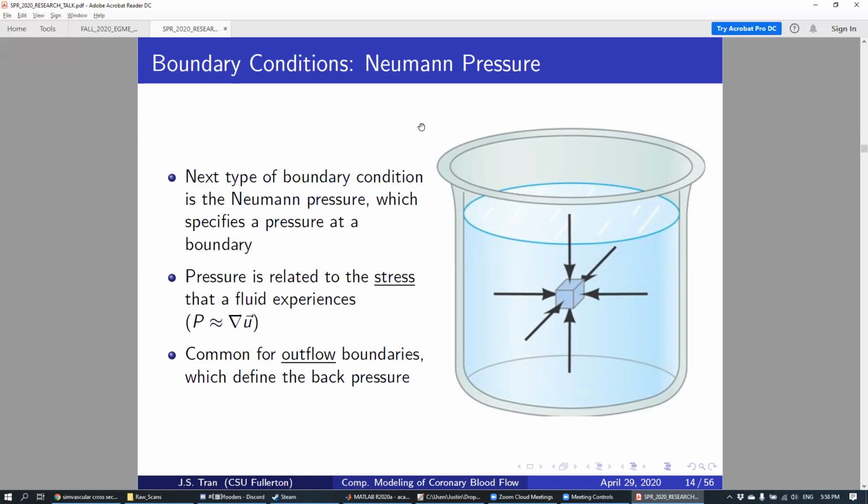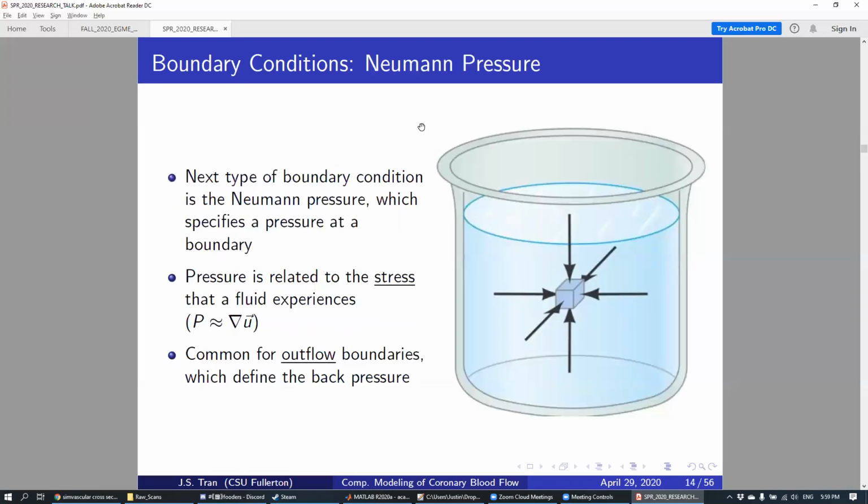If you go back to our structural simulations with beams and frames, you know that our Neumann boundary conditions were either a force or a moment. The fluid mechanical equivalent of that is a pressure. And that's how we supply our Neumann boundary conditions.